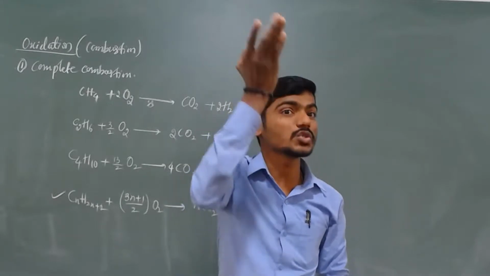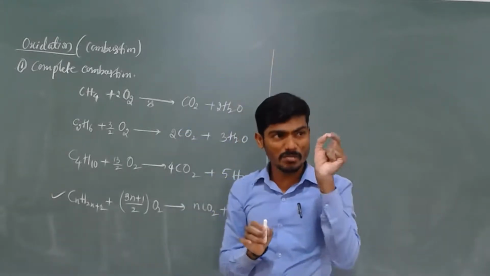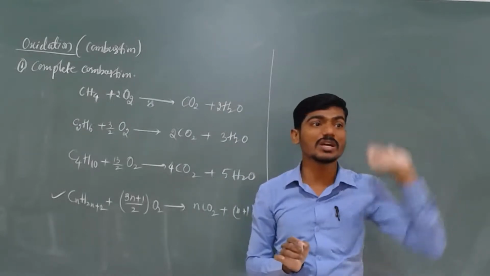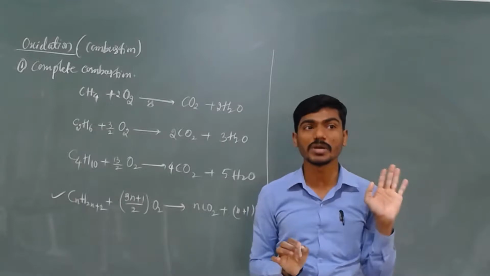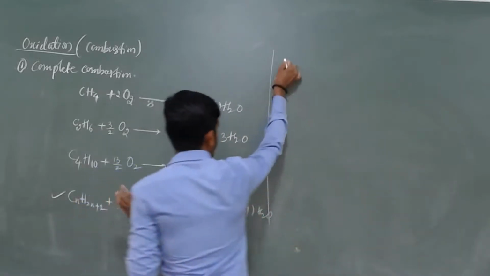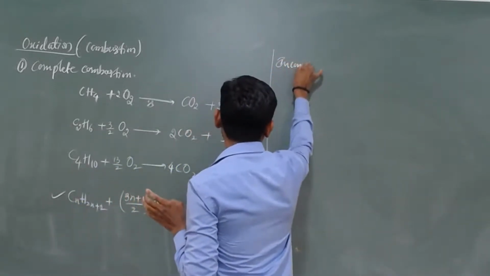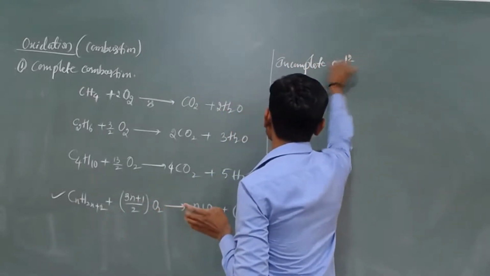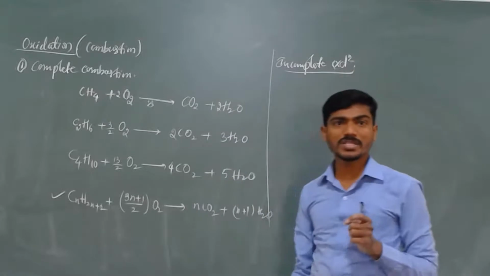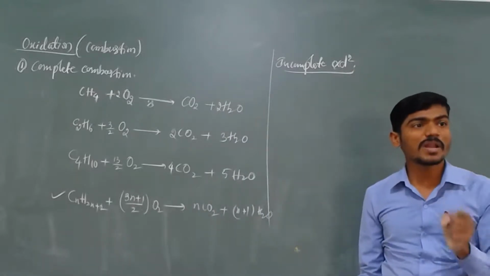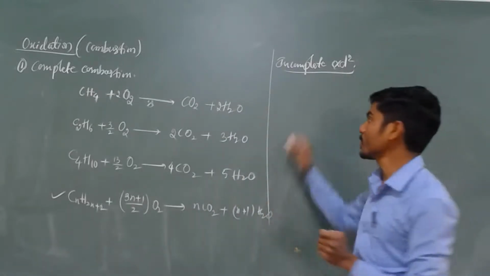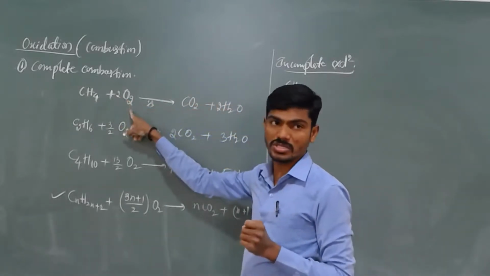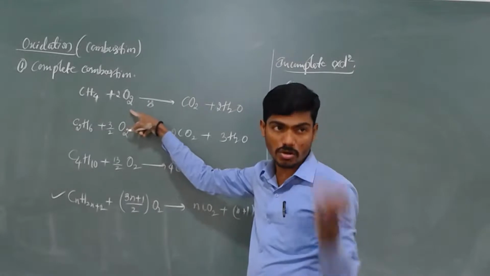Incomplete combustion gives a sooty flame, carbon. Here, with an insufficient amount of oxygen, incomplete combustion gives carbon monoxide or carbon. Incomplete combustion is in the presence of a limited supply of oxygen. For example, methane: if sufficient means 2 moles of oxygen is required, and 2 moles of oxygen are not there.